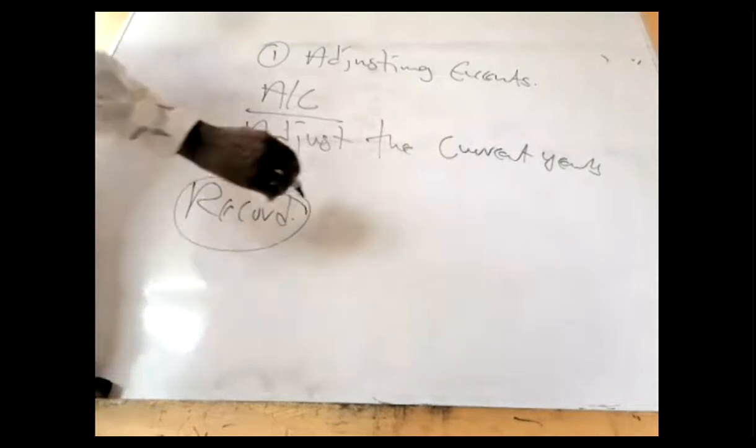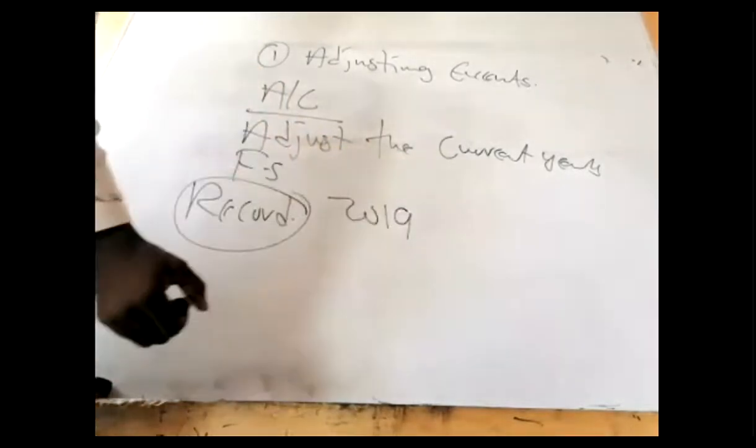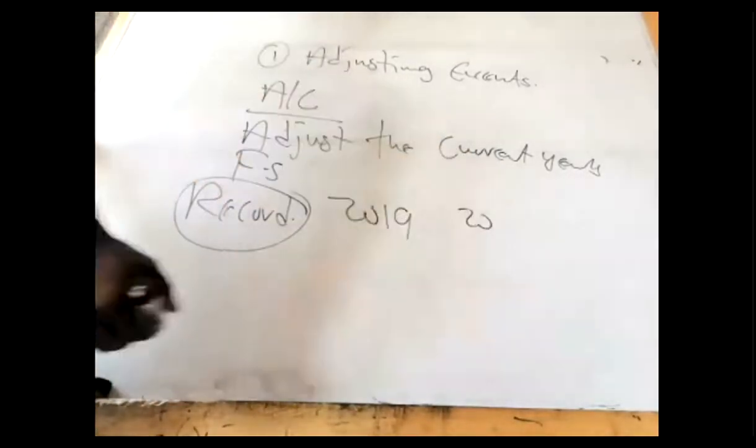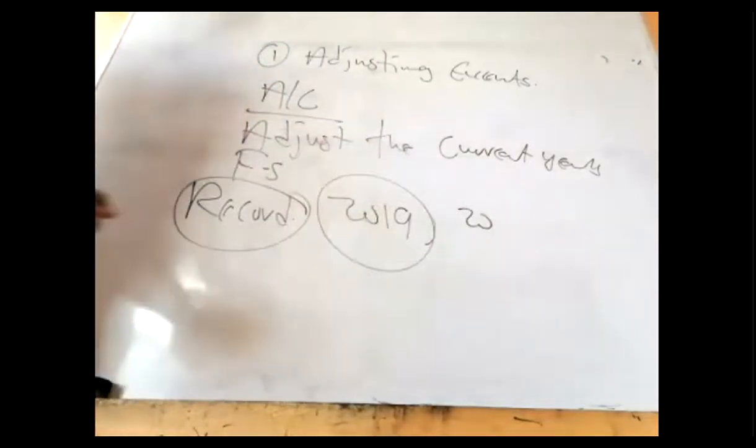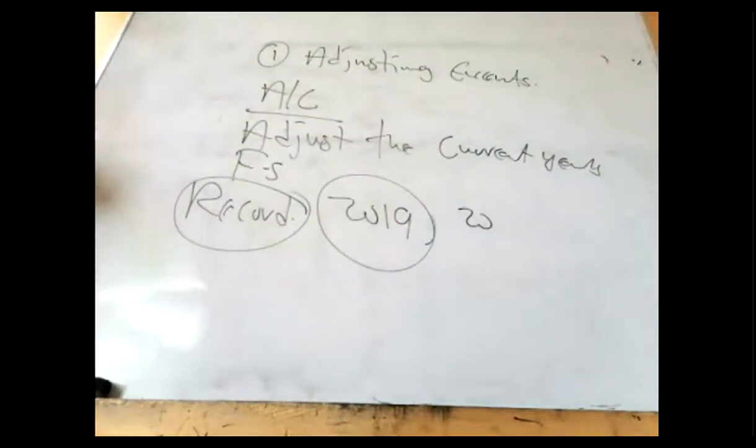So in 2019, if the transaction takes place maybe in February 2020, kindly record it in the 2019 financial statements, the immediate or current financial statements that we have prepared. So that is the accounting treatment of the adjusting events.